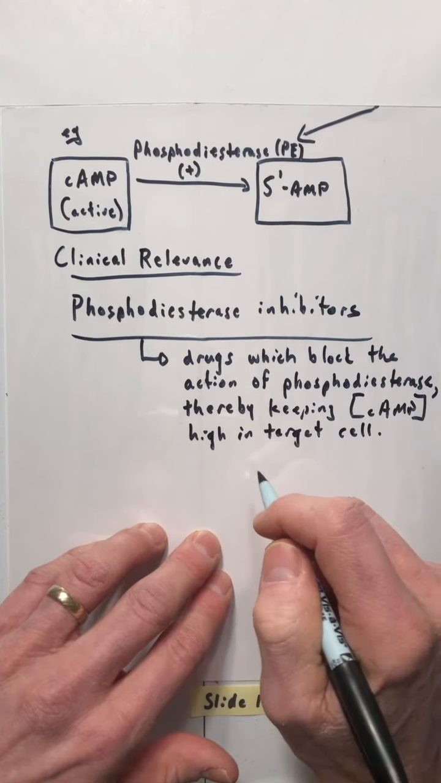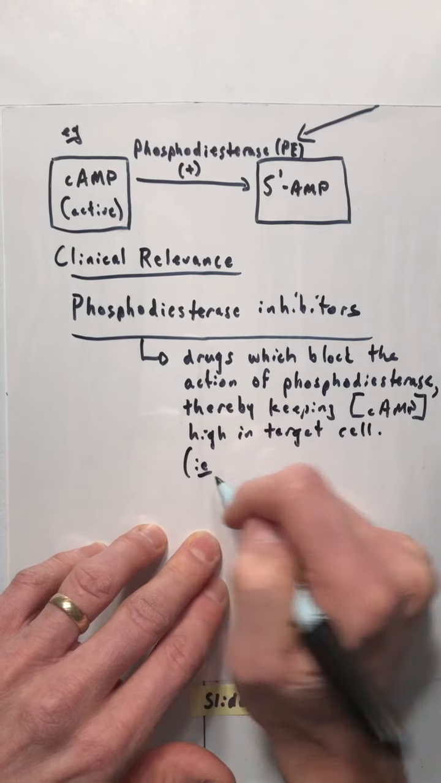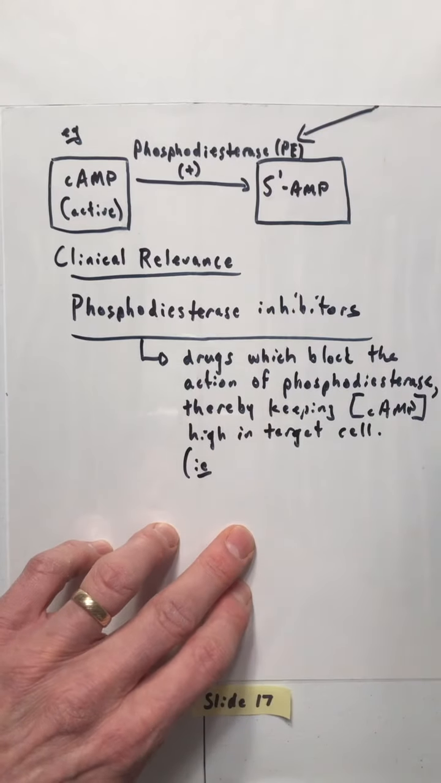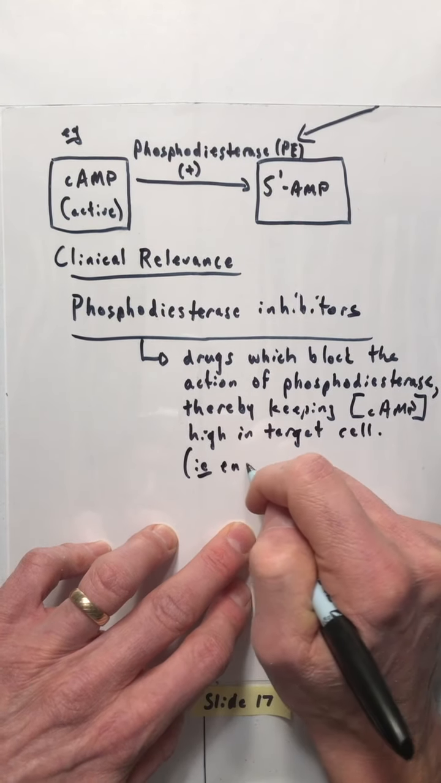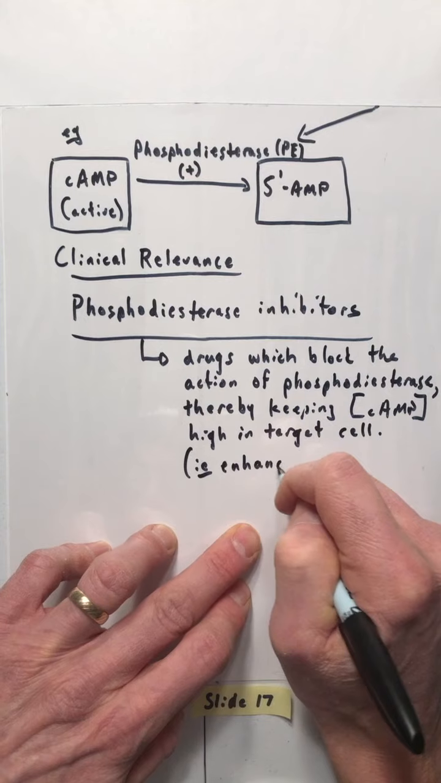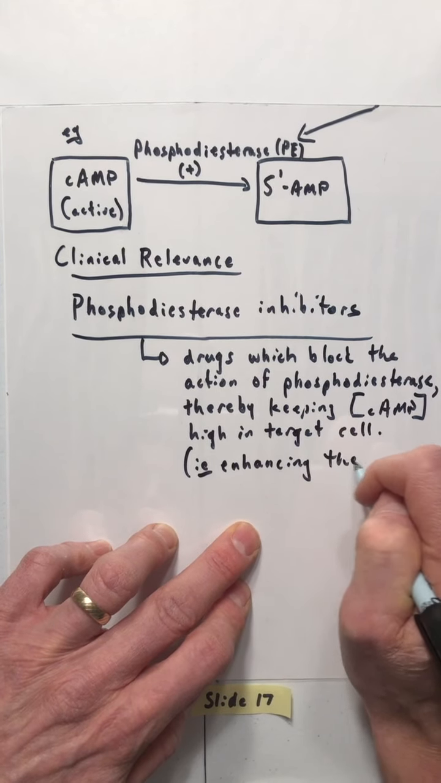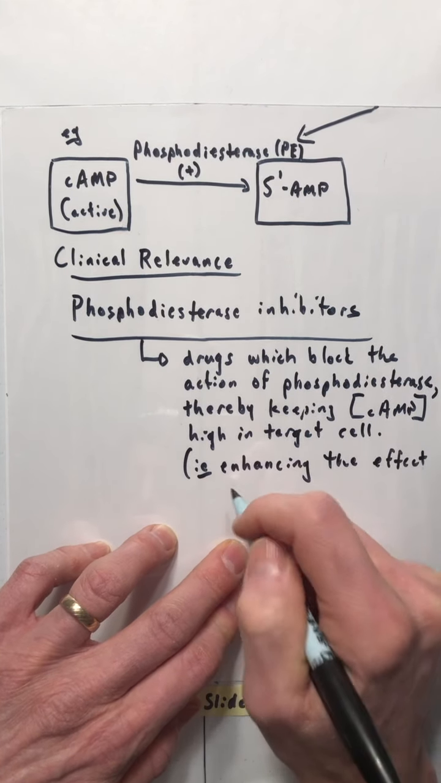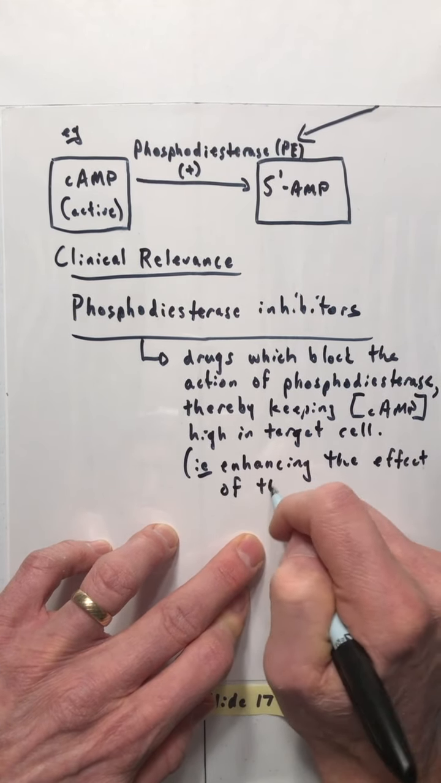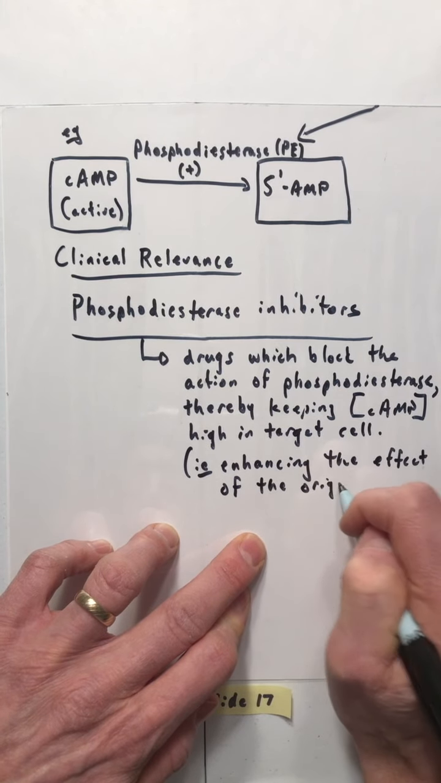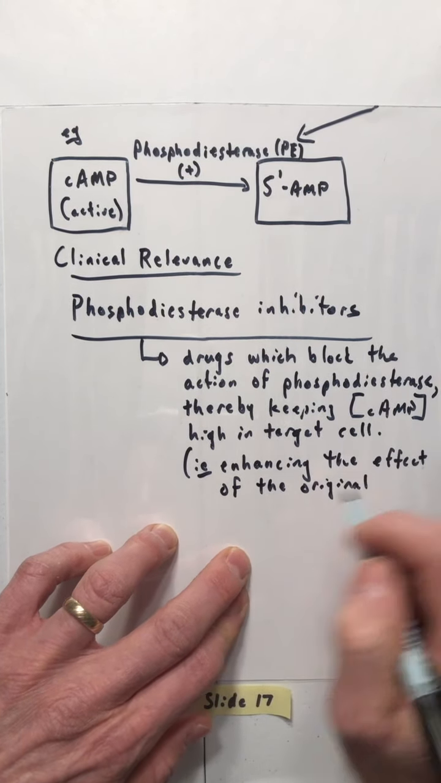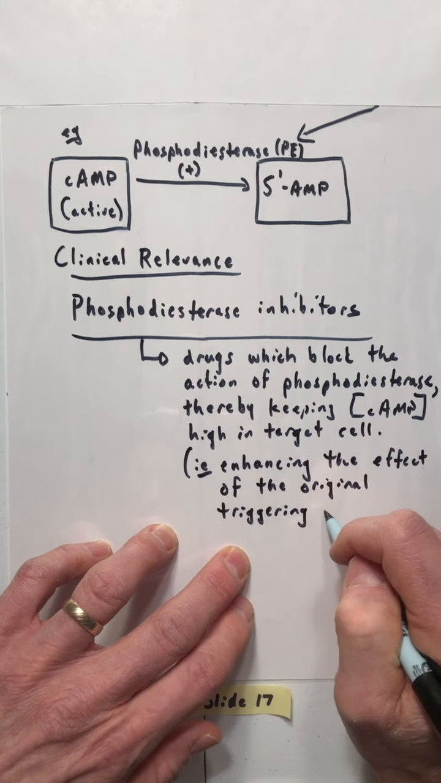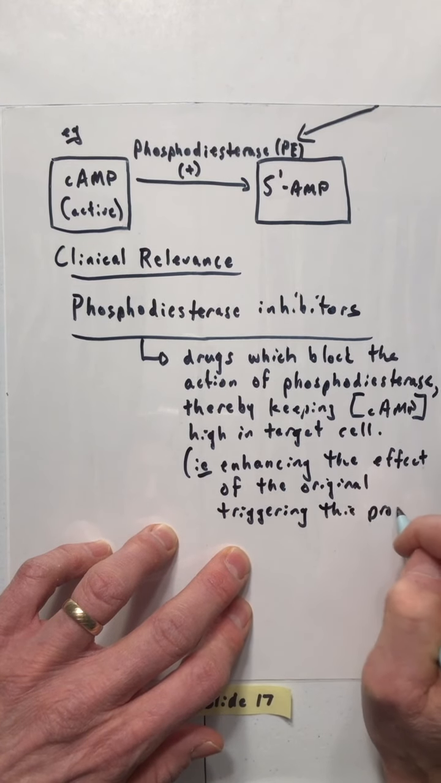So, in other words, enhancing the effect of whichever hormone it was that originally bound and set this whole process into motion. So enhancing the potency and the effect of the original hormone triggering this process, whatever that hormone might have been. Its action gets enhanced. All right?